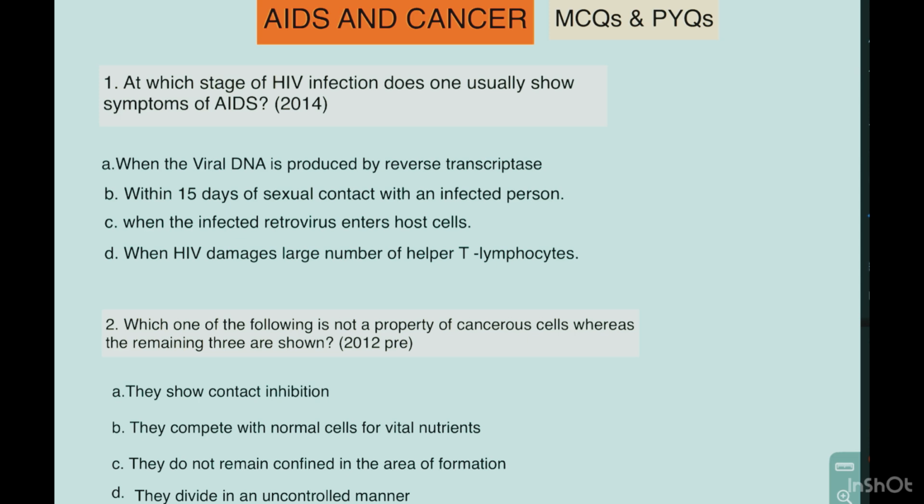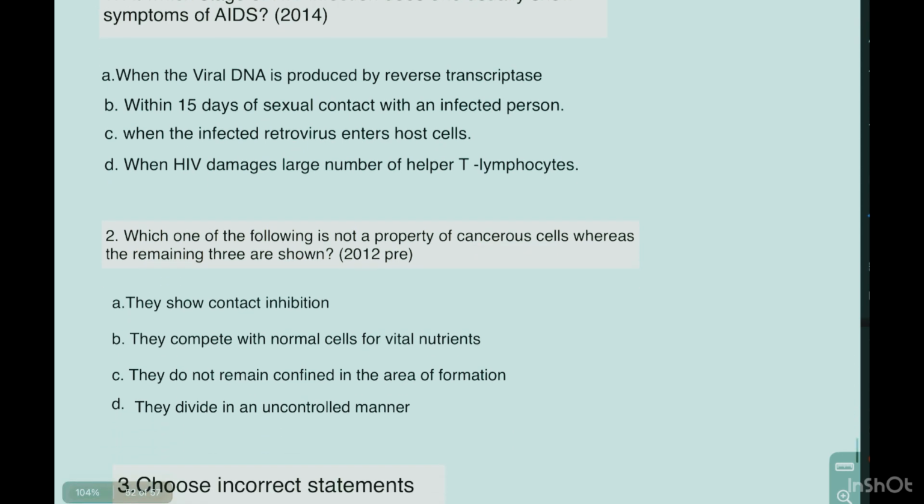Second, which one of the following is not a property of cancerous cells, whereas the remaining three are shown? So all these three, B, C, D, are properties of a cancerous cell, and only this property is not shown by a cancerous cell, that is, they show contact inhibition. So this property is shown only by the normal cell, it is not shown by the cancerous cell.